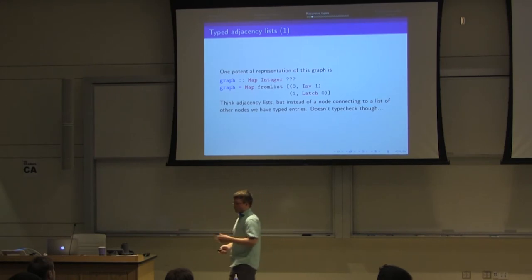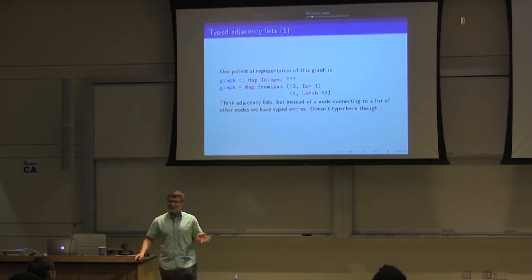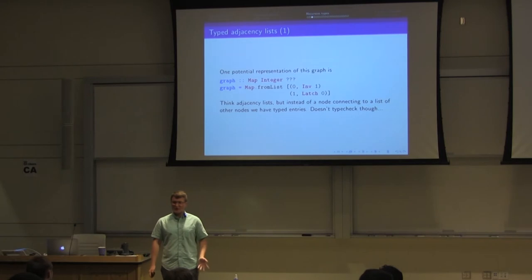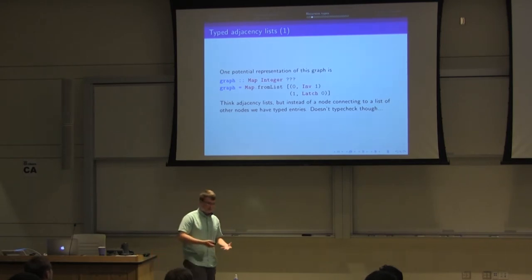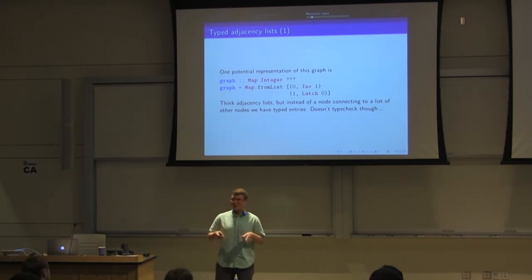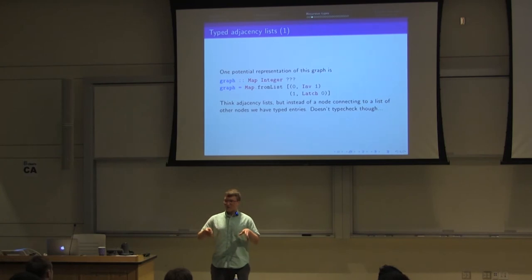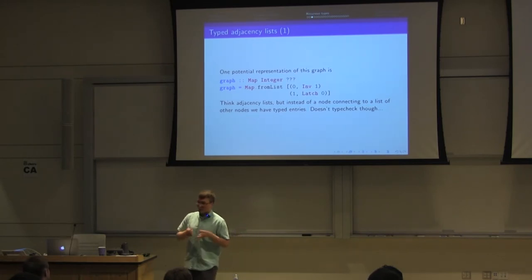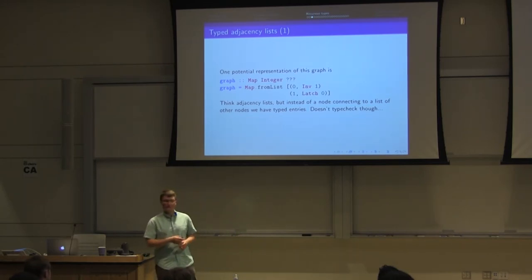And so this is what I call typed adjacency list representation of graphs. And the idea is that this is kind of the natural representation for recursive and potentially self-referential but well-typed data structures.